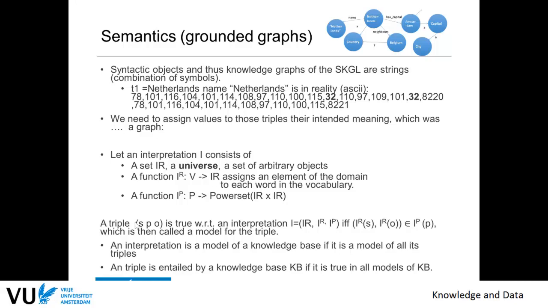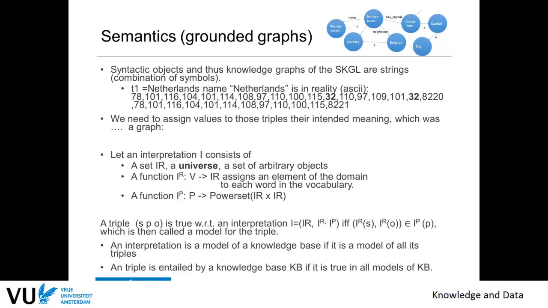Let me repeat this because this is important. We often use the abbreviation SPO for a subject as a part of the universe, predicate, and object as another concept we want to relate to. And this SPO is true with the interpretation, which consists of the universe and two functions, if the interpretation of the subject and the interpretation of the object are in the property once it is interpreted as a pair. Okay, based on this notion of a model, we use exactly the same notion we had before, that an interpretation is a model of the knowledge base if it's a model for all the triples. And then, based on this definition, we can say a triple is entailed by a knowledge base if it's true in all the models of the knowledge base.